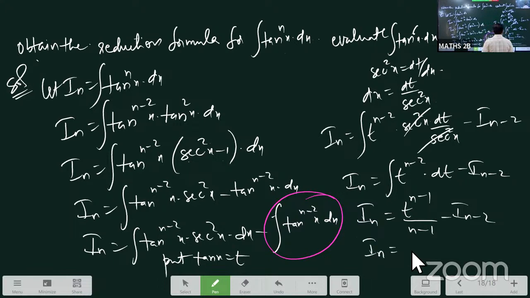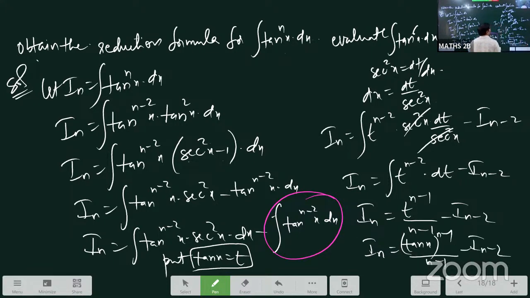In is equal to, what is t we considered? Tan x. So tan x to the power n minus 1 by n minus 1 minus I n minus 2. Then I n minus 4, then I n minus 6, at last it reaches I naught. After I naught, you will put plus c, what we'll call the integration constant.